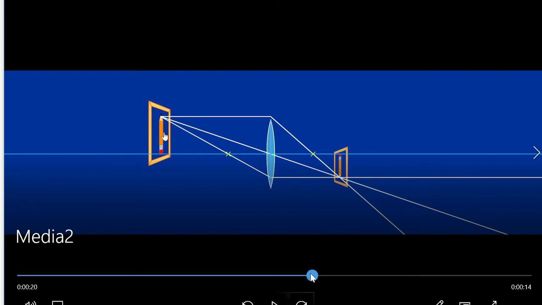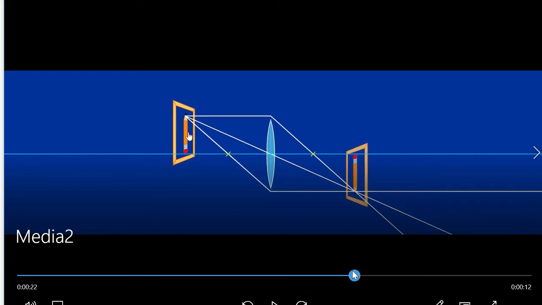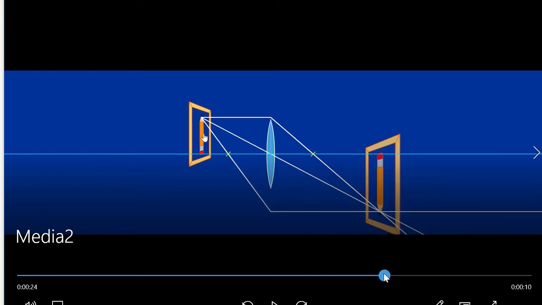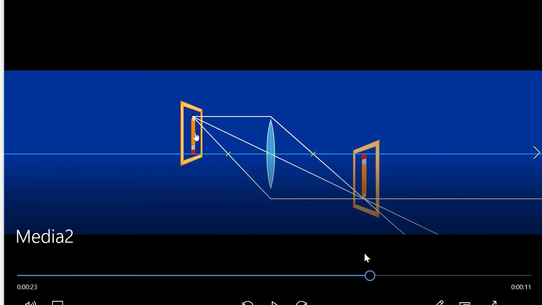Before we even see what happens to the image, you can see the top ray doesn't really move. Only the middle ray, the ray that passes through the optical center, actually moves. As I go closer, this middle ray tends to intersect the first ray further down, so it causes the image to be bigger.